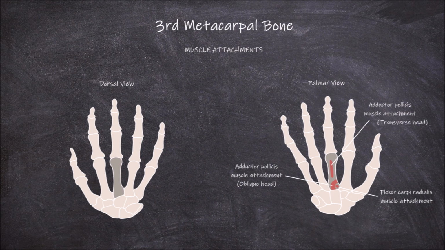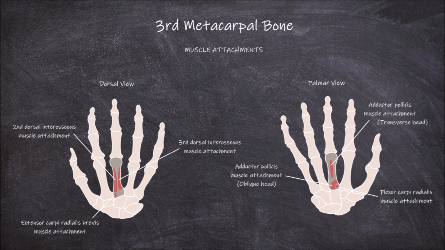The medial head of the second dorsal interosseous muscle originates from the lateral side of the shaft of this bone. The lateral head of the third dorsal interosseous muscle originates from the medial side of the shaft of this bone. The extensor carpi radialis brevis muscle inserts onto the dorsal surface of the base of this bone.